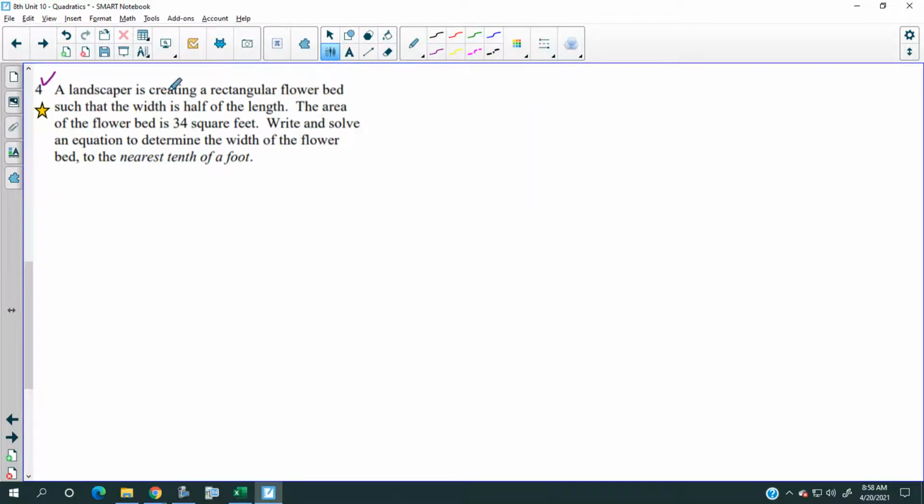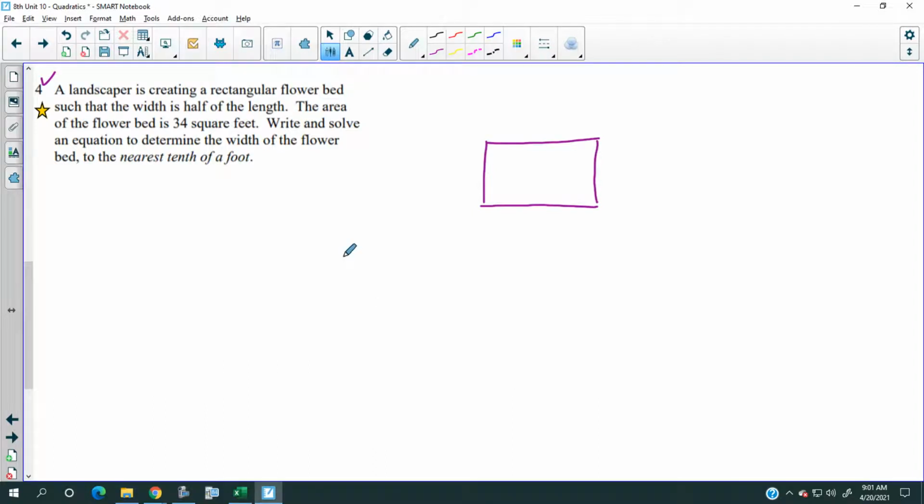A landscaper is creating a rectangular flower bed. The moment I read shapes, I'm gonna draw them. That width is half the length. So the width is half the length, right? Hold on 1 second.